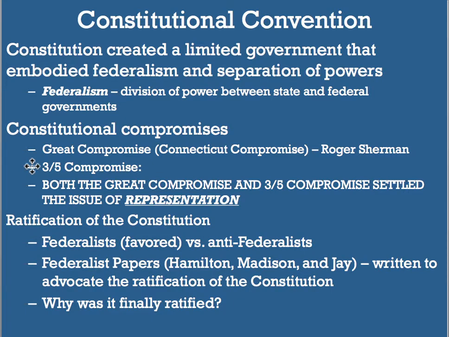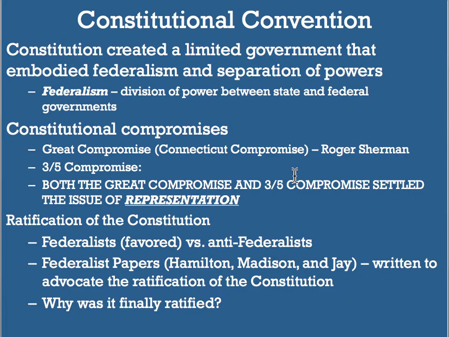A lot of the early taxes are based on population in states. So the South is going to pay a little more taxes for their slaves, but also they get them counted in their representation. But it's really important to understand that both of these compromises combined settle this issue of representation. How many votes is each state going to get?